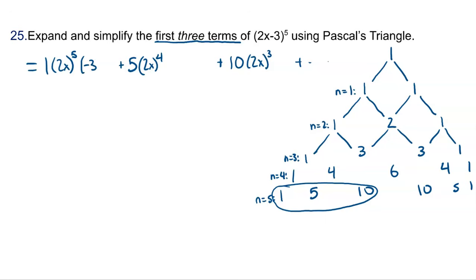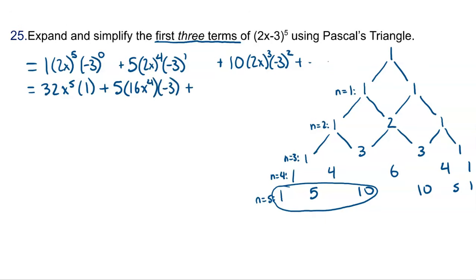Now the other term in the binomial, the negative 3, we're going to start in the opposite direction. So we're going to start that at a power of 0 and count up. 2x counts down, the negative 3 counts up from 0. And so we now have our 3 terms that we can expand and simplify. So 2x to the power of 5 is 32x to the 5th, and negative 3 to the power of 0 is 1. Then we expand the 2x to the 4th, and that gives me 16x to the 4. And then the 2x cubed gives me 8x cubed. And then the negative 3 squared is 9.